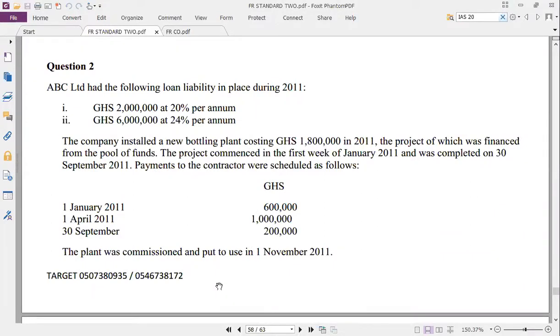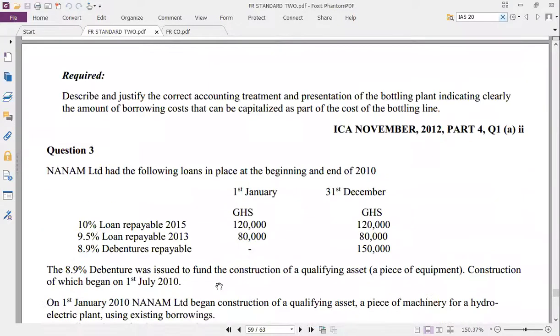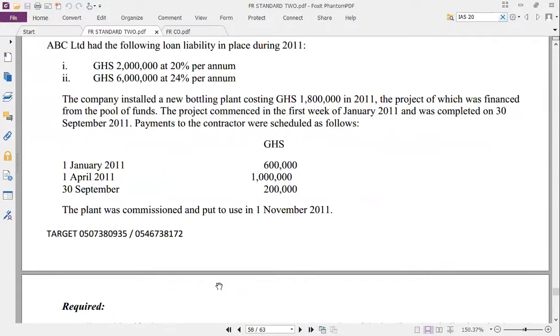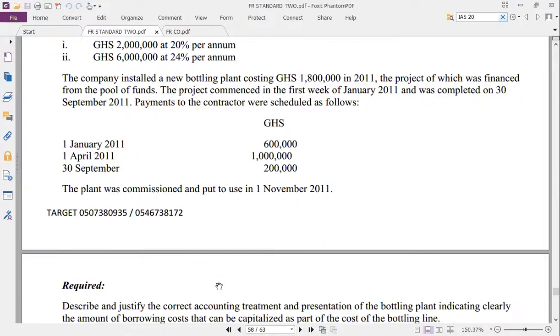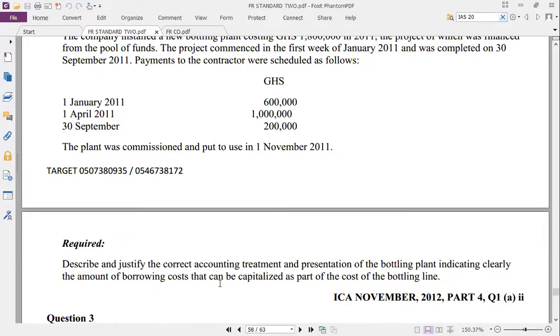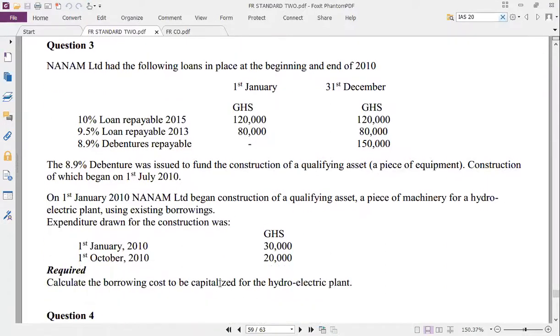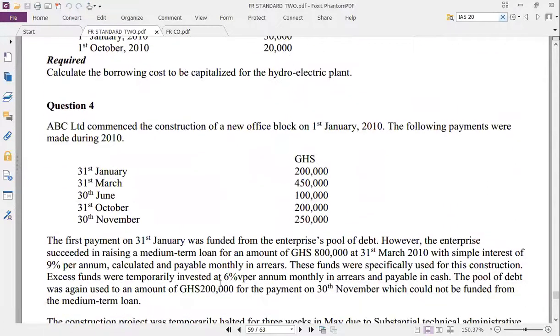Now let's do question 2, and then that's the end of today's game. Okay, I'll not do question 2. Question 2 is a bit straightforward. That's November 2012. Let's do question 3, the hydroelectric plants. Let me check question 4. It's question 4 to 609.